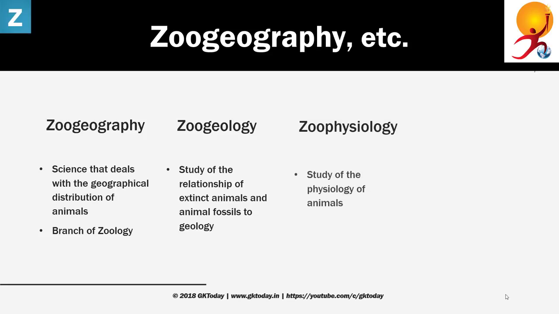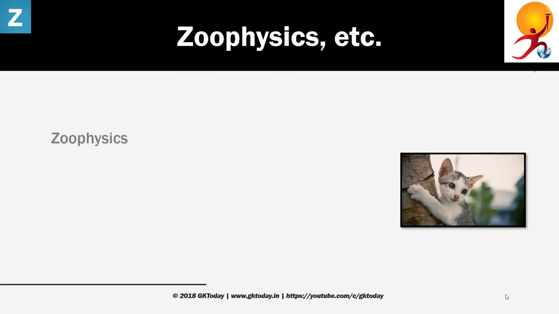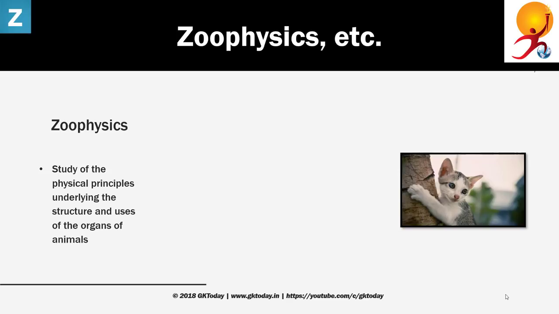Zoophysiology is the study of the physiology of animals. And zoophytology is the study of plant-like animals. So there are animals which behave like plants but are actually not plants, such as corals and sponges. Zoophysics is the study of the physical principles underlying the structure and uses of the organs in animals. So why an organ is shaped the way it is and how it functions.